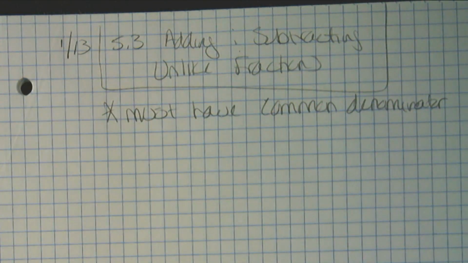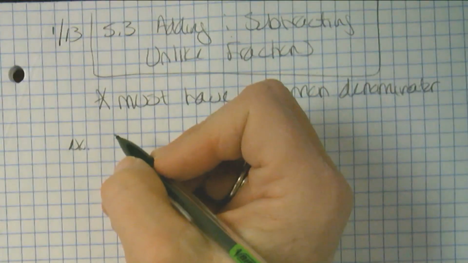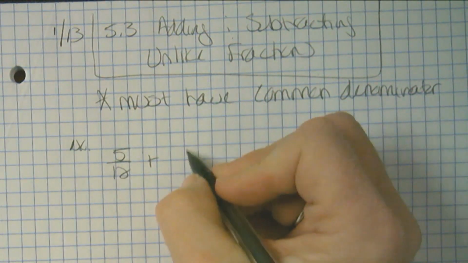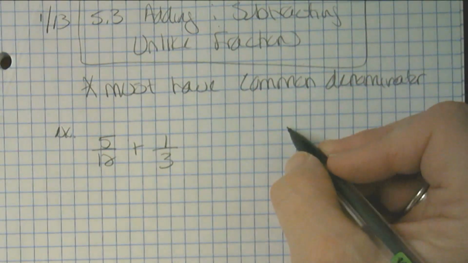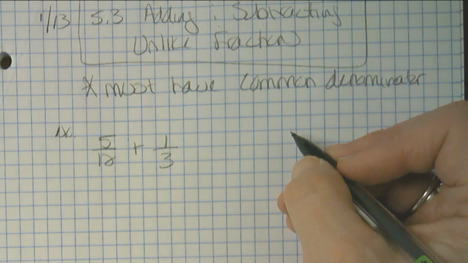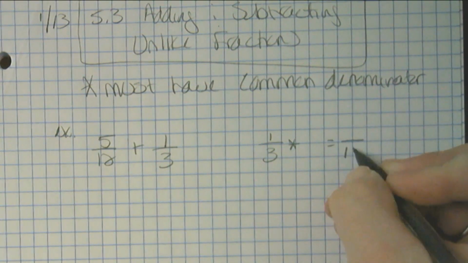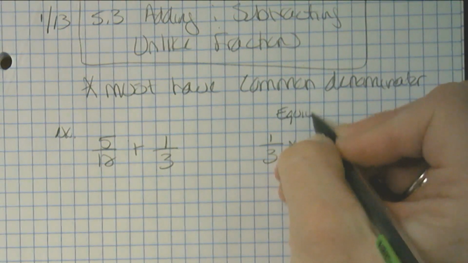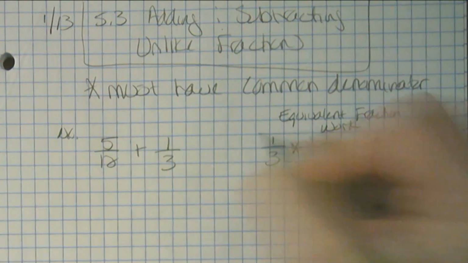All right. So let's look at some examples of this. And I have to see your common denominator work. So let's say I have 5/12 plus 1/3. All right, what common denominator would we use? Ada? 12. So off to the side, I'm going to do my equivalent fraction work. This equivalent fraction work is required. Equivalent fraction work. I have to see this.